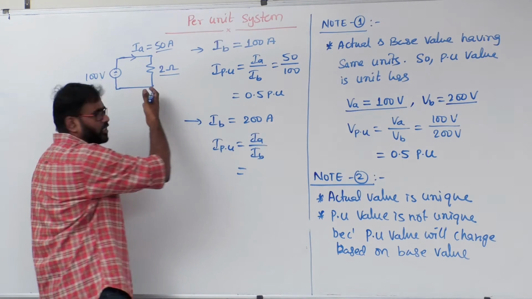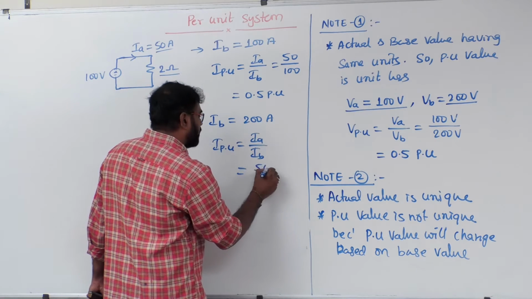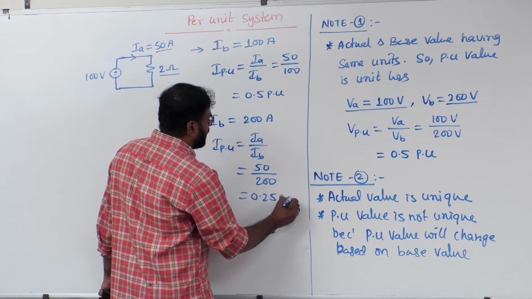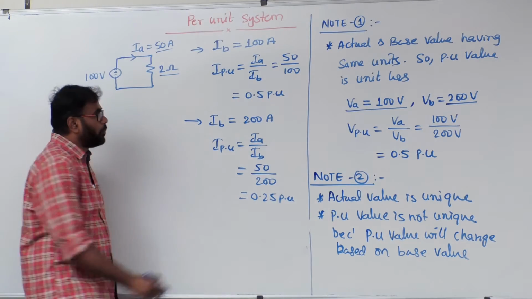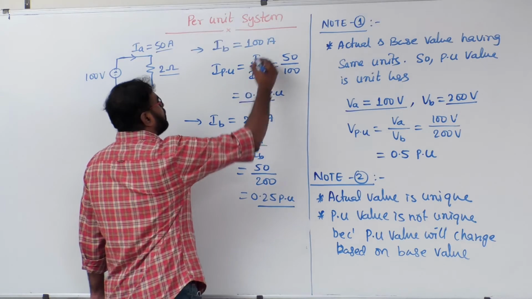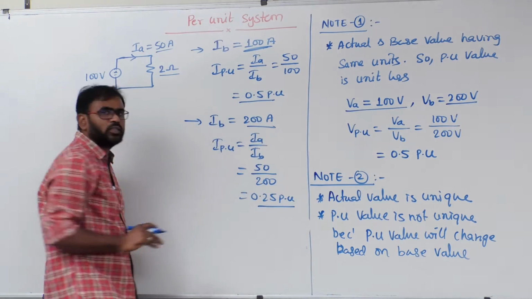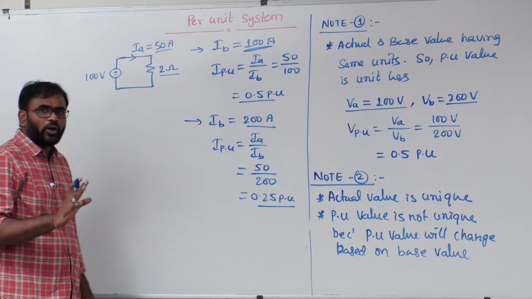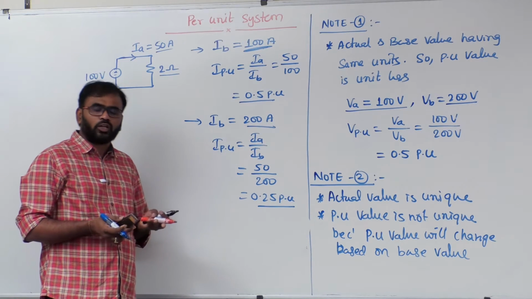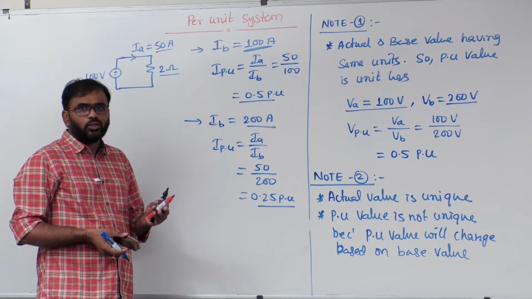Again, the actual value will not change because I am not disturbing the network. So the actual current is 50 only, but the base current is 200. How much did I get? 0.25 per unit. So the per unit value will change based on the base value selection. Here 100, here 200. That's why the per unit value changed. So the point is clear again: actual value is unique, but the per unit value is not unique. Per unit value will change based on the base value selection.